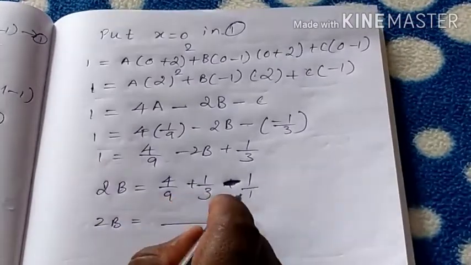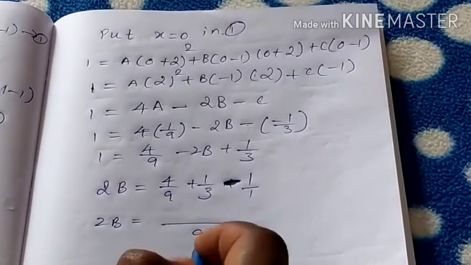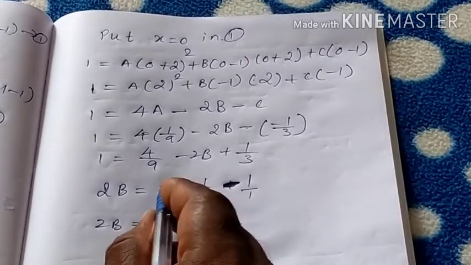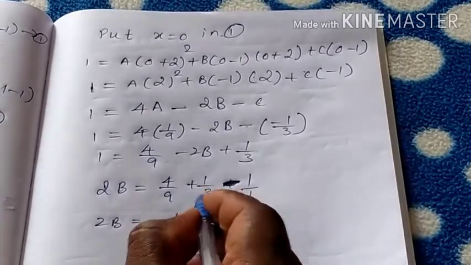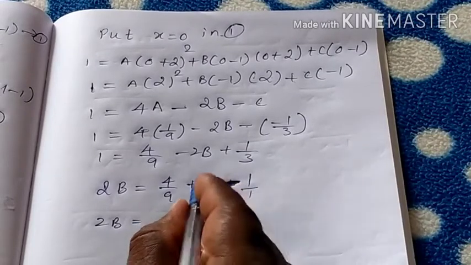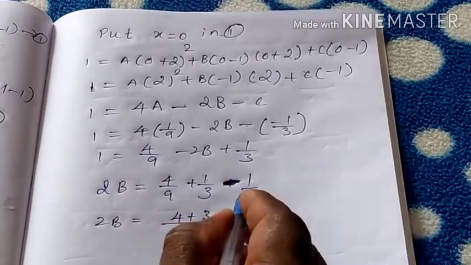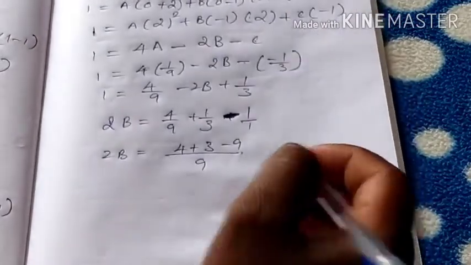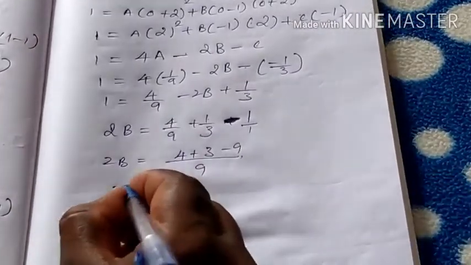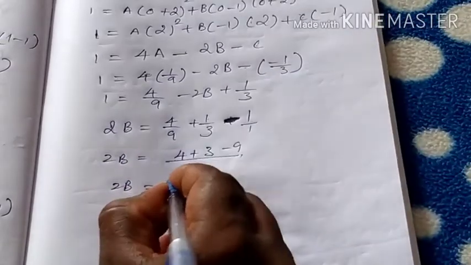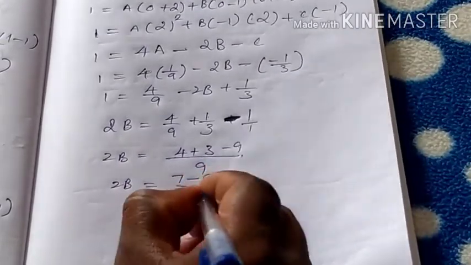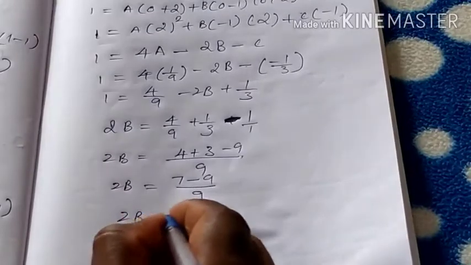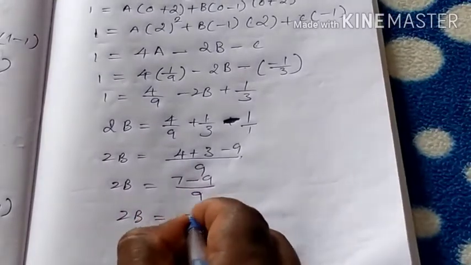2b is equal to the LCM of 1, 3, 9 is 9. Okay. So 4 plus, here LCM is 9. So multiplying by 3, 1 3s are 3. LCM is 9, so 1 9s are 9. Okay. Have you understood this? 2b is equal to 4 plus 3 is 7, 7 minus 9 divided by 9. 2b is equal to 7 minus 9 is minus 2.